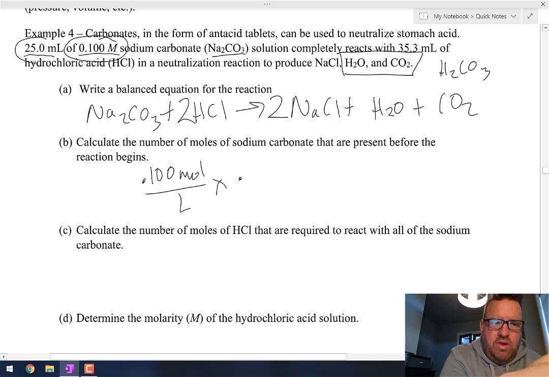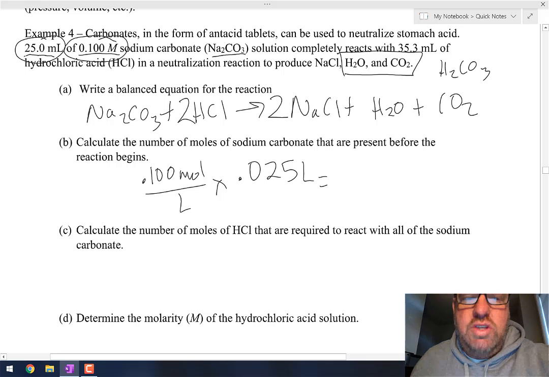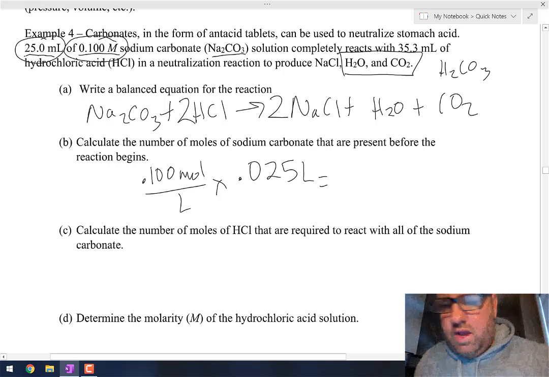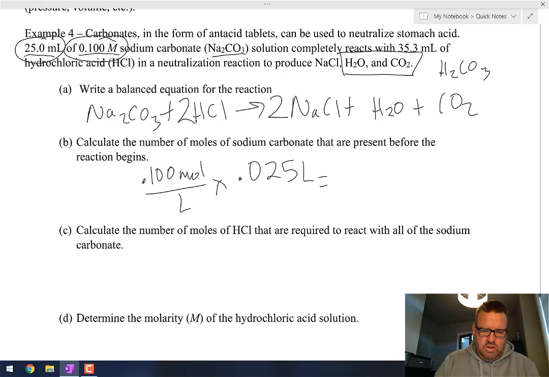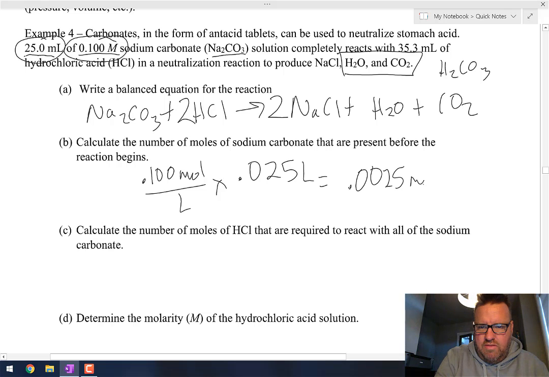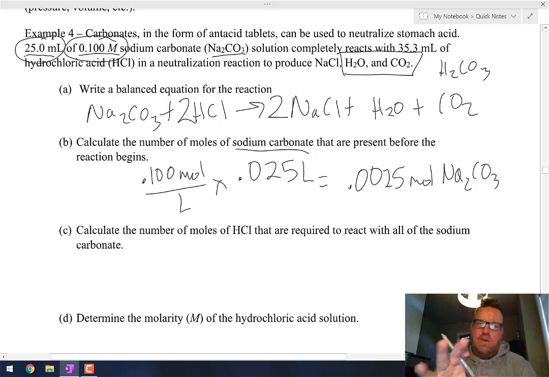And remember, we can't use it in milliliters. We have to put it into liters. So 0.025 liters. So now we take our 0.100 times 0.025 equals 0.0025 moles of Na2CO3, sodium carbonate. Okay, so that's how many moles of sodium carbonate we had before we started.